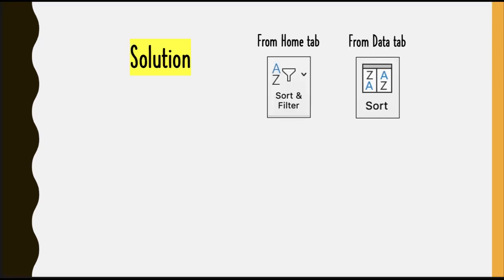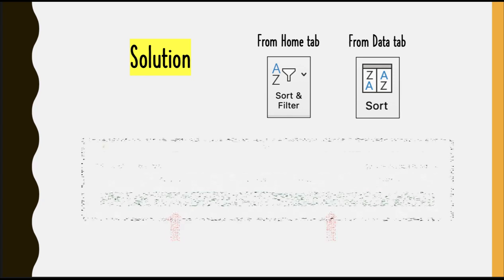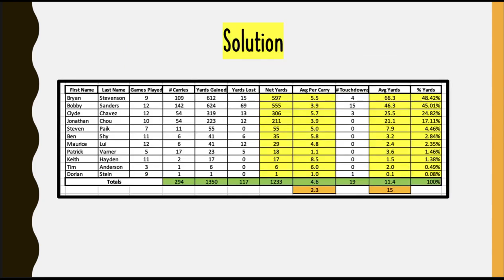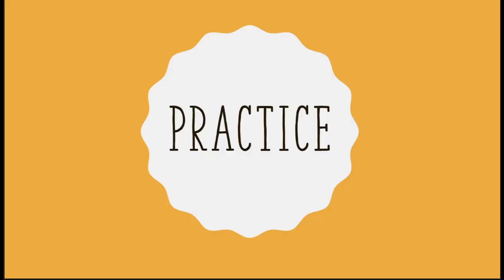So to do that, remember that you can find that Sort and Filter tab from either the Home tab or your Data tab. And then you just want to make sure that you've selected that your list has headers, choose net yards, and make sure the order is largest to smallest. Here's what that final Excel sheet should look like. I have some more practice for you.